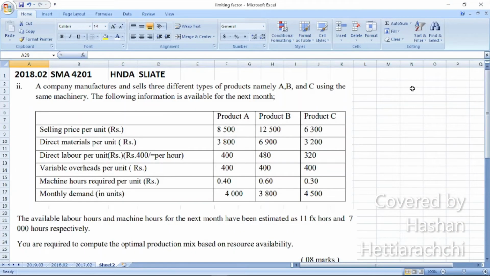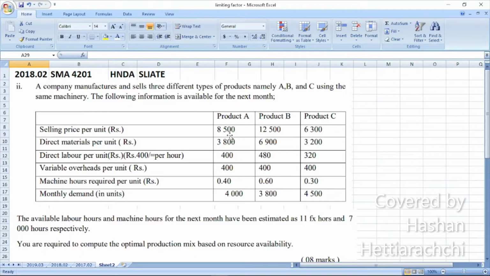Welcome all. This is 2018 question number 2, section 2, Strategic Management Accounting past paper. HNDA. A company manufactures and sells 3 different types of product, namely A, B and C. Using the same machinery, the following information is available for the next month.